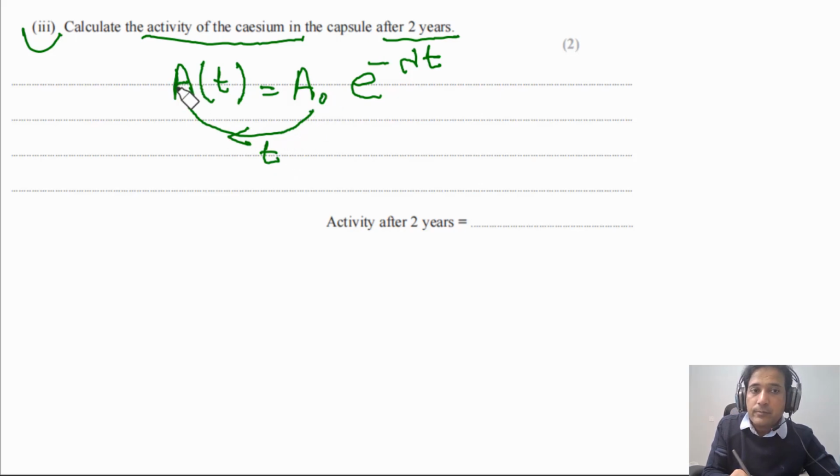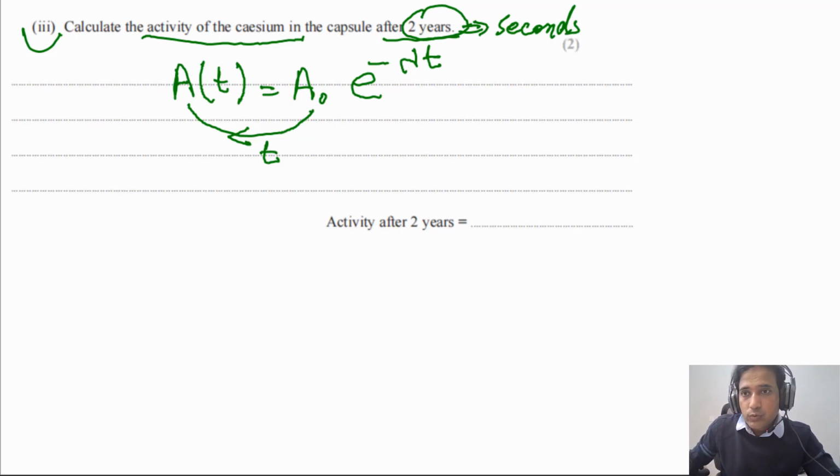to this value. Now we have all the values, simply you need to plug in and you can find the final answer. But you have to be careful. This time you have to convert into seconds. That's the point, simply you need to do. Now let's go through the answer. Nothing else to discuss here.